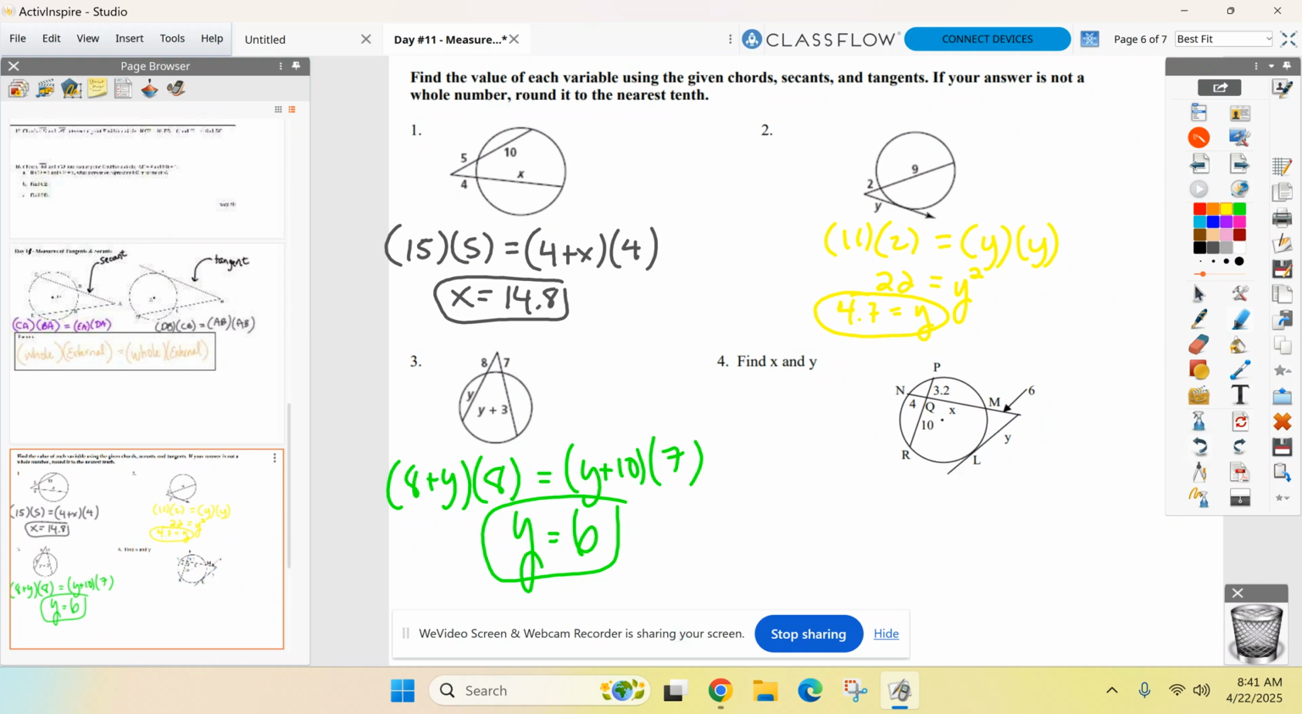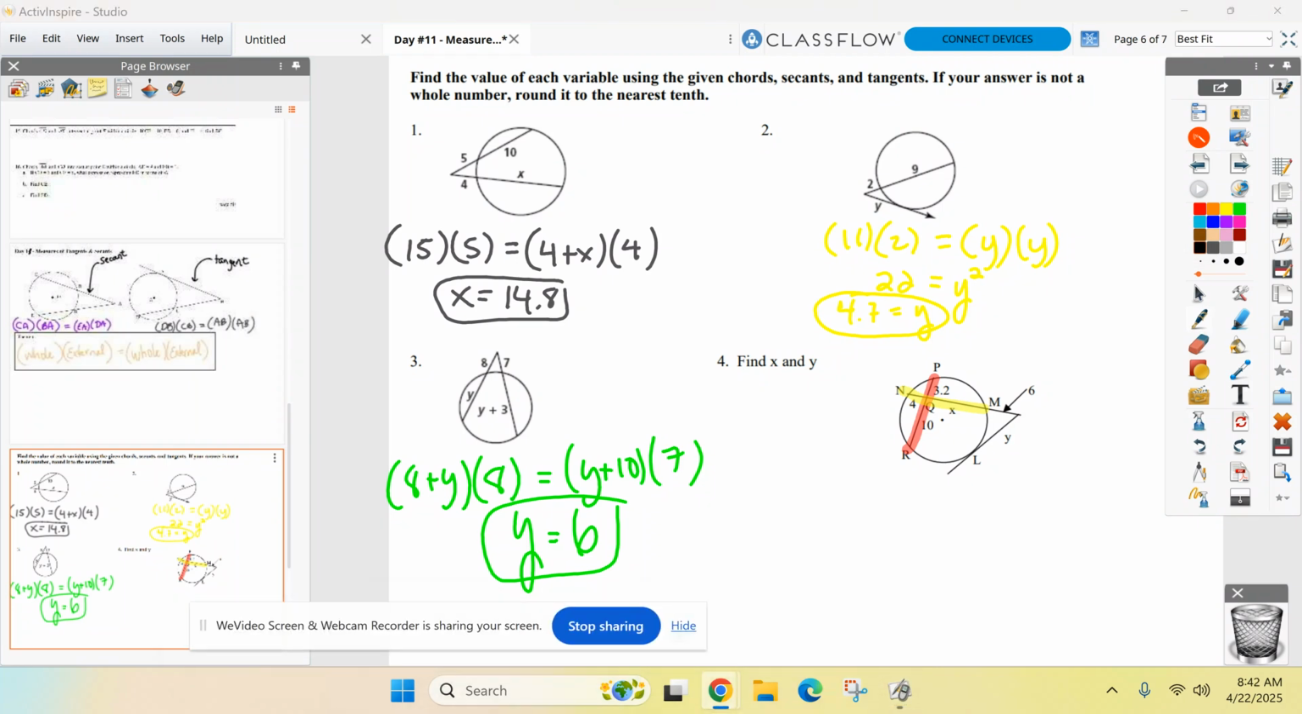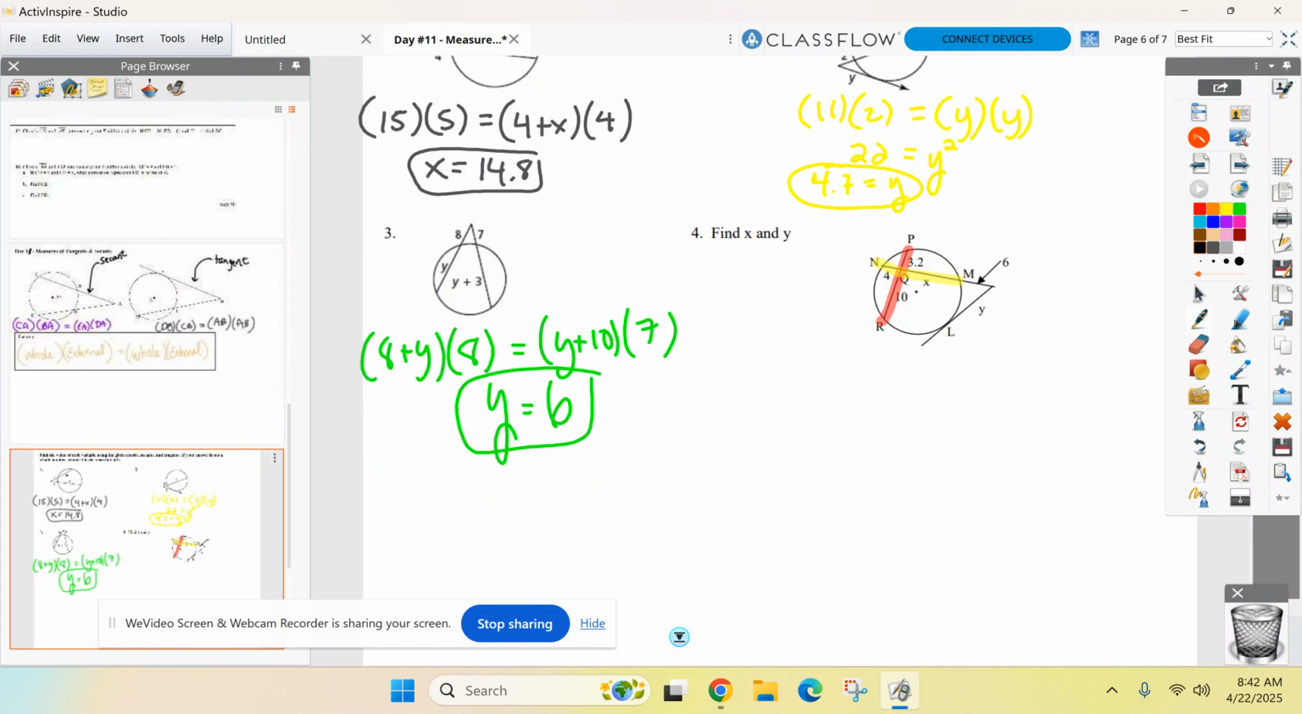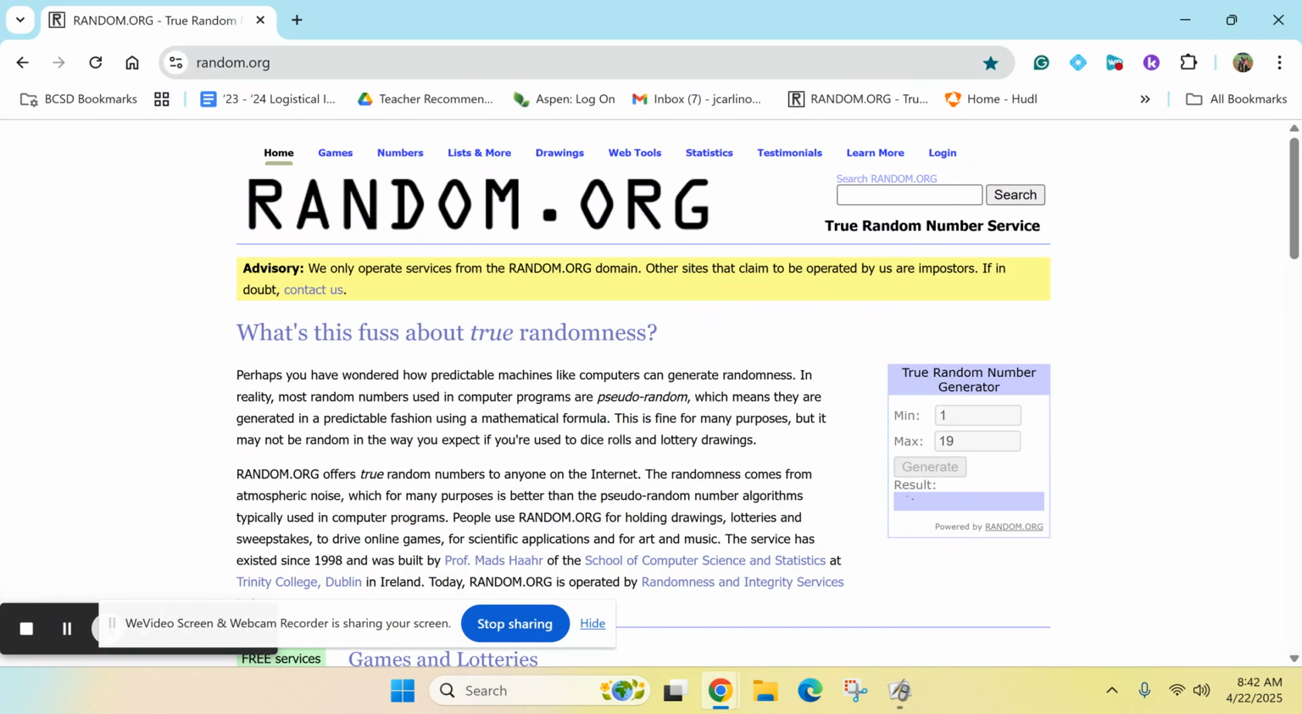But what can work is, anybody see two chords that intersect on this one? Yeah, so do I. RQP with NQM. We can go to yesterday, which is part times part equals part times part, because I have two chords there. So we got to go back to yesterday. We'll find X first. All right, so those two chords, first person up, give me the two parts of one chord. Give me the two lengths of one of the chords there.